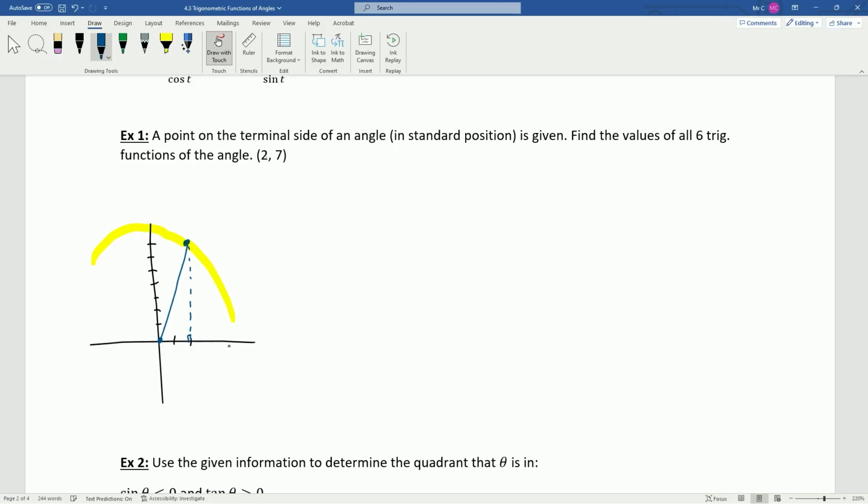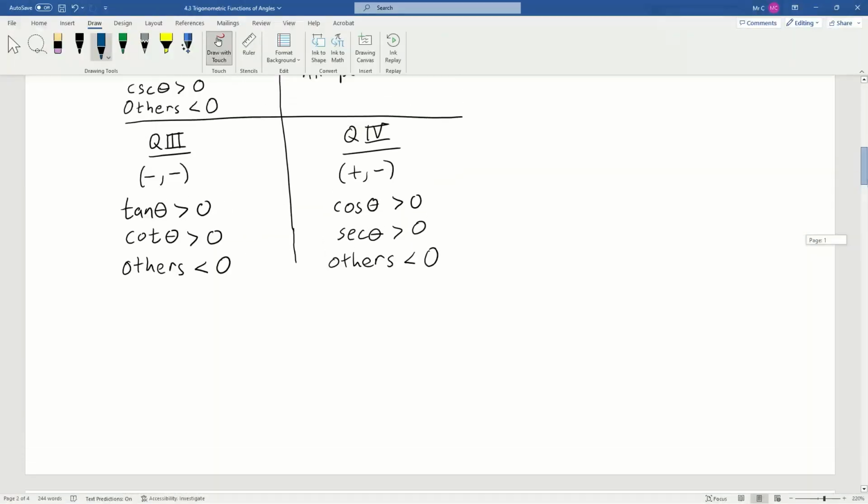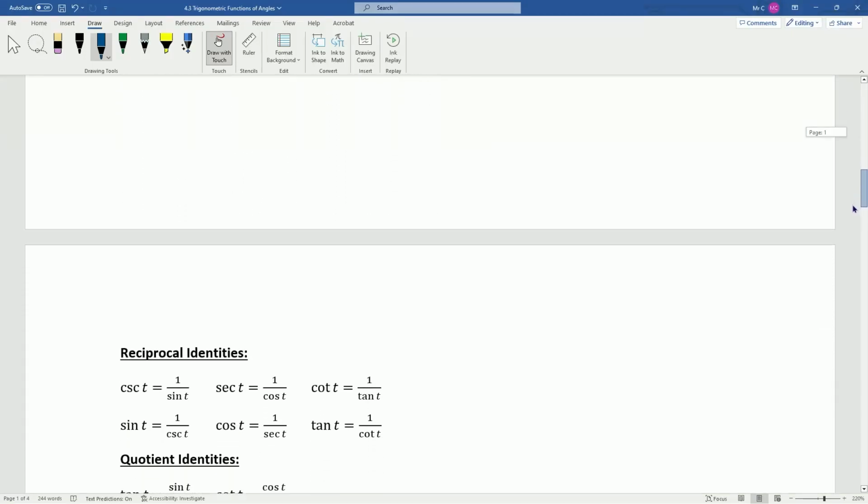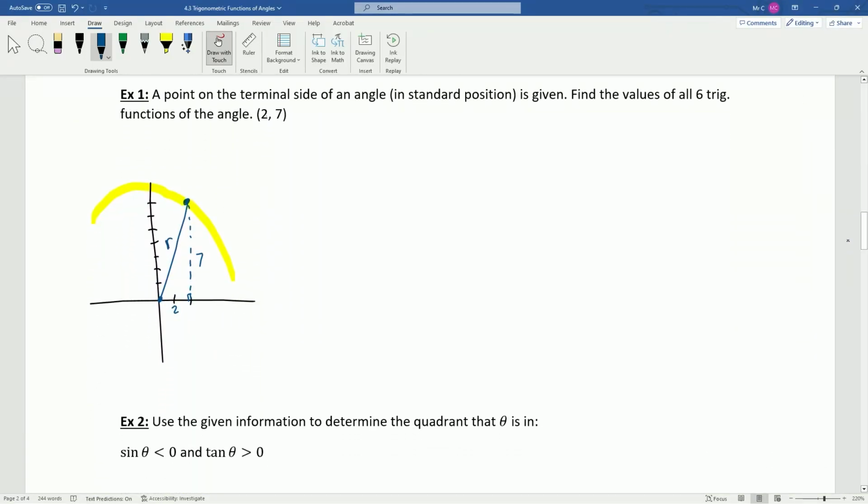Looks like this, right? So this isn't on the unit circle because r is not 1. The radius of this circle is definitely bigger than 1, but this is 2 and this is 7. So we can still evaluate all of our trigonometric functions for these generic circles, we just have to use the version of the definition where r is some value other than 1, right? So sine is y over r, cosine is x over r, tangent is y over x, and so forth and so on.